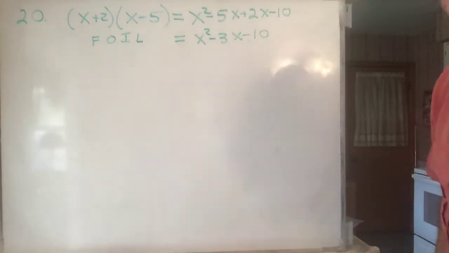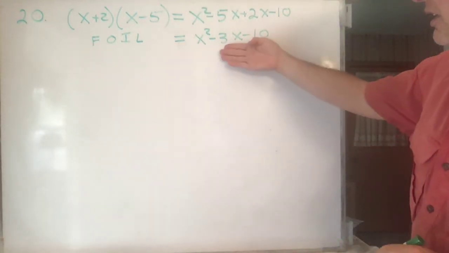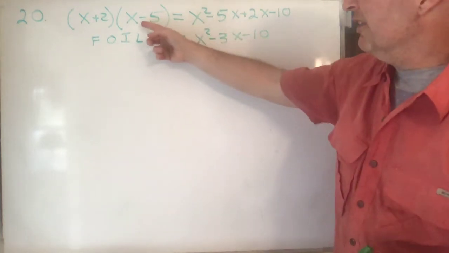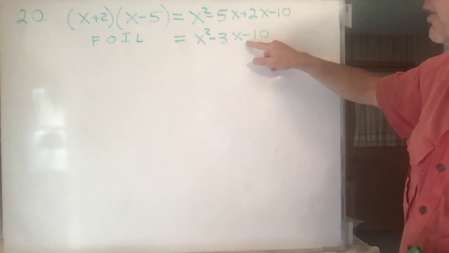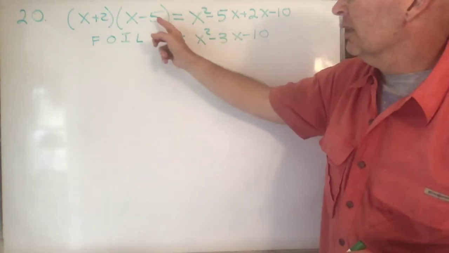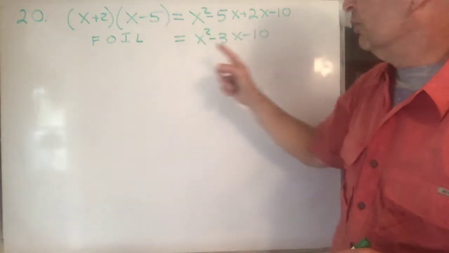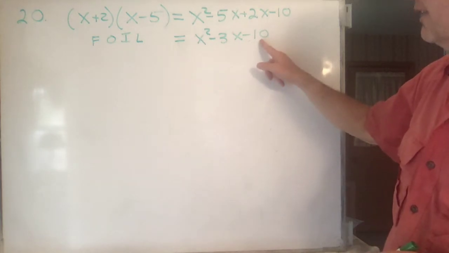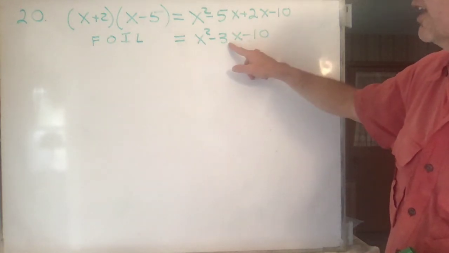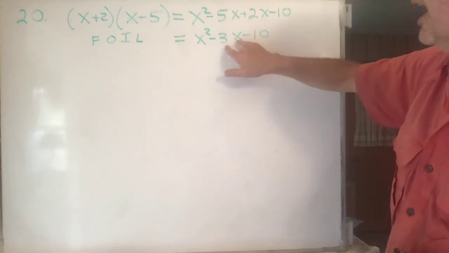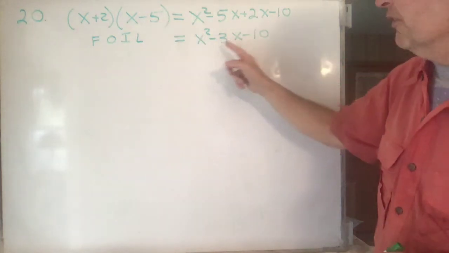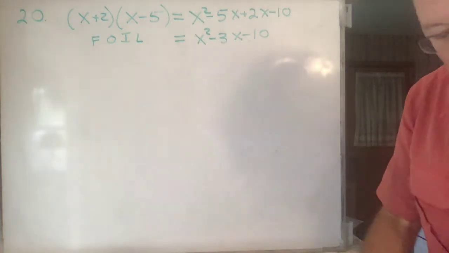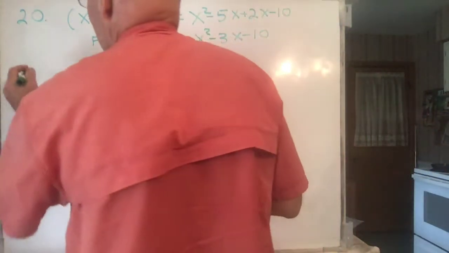So then the question is, what if you have this one? Can you go backwards and get this? And you see how you would go backwards. You would need to find two numbers, negative 5 and 2, which multiply to negative 10 and which add to negative 3. See that? These two numbers add to negative 3 and they multiply to negative 10. That's how we went from here to here. So that's going to help us with the next problem, which is number 21.